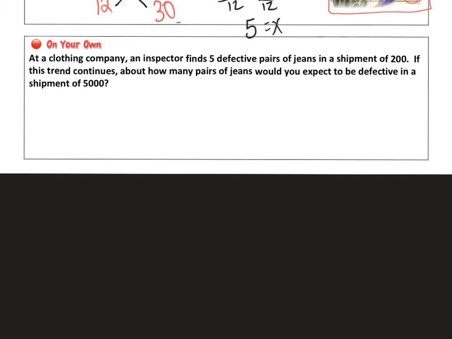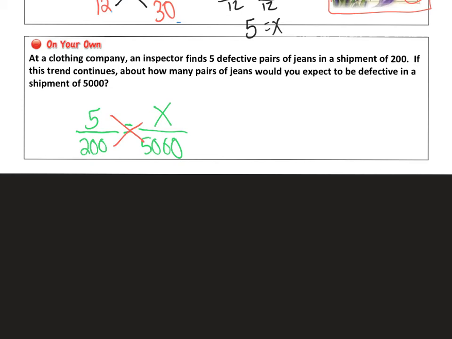Okay, it says, at a clothing company, an inspector finds 5 defective pairs of jeans in a shipment of 200. So they did this quote-unquote experiment, and out of the 200 jeans they looked at, 5 were defective. If this trend continues, the same kind of rate, about how many pairs of jeans would you expect to be defective in a shipment of 5,000? If we are now looking at a total of 5,000, we want to know x, how many would be defective. So now we need to cross multiply and divide again.